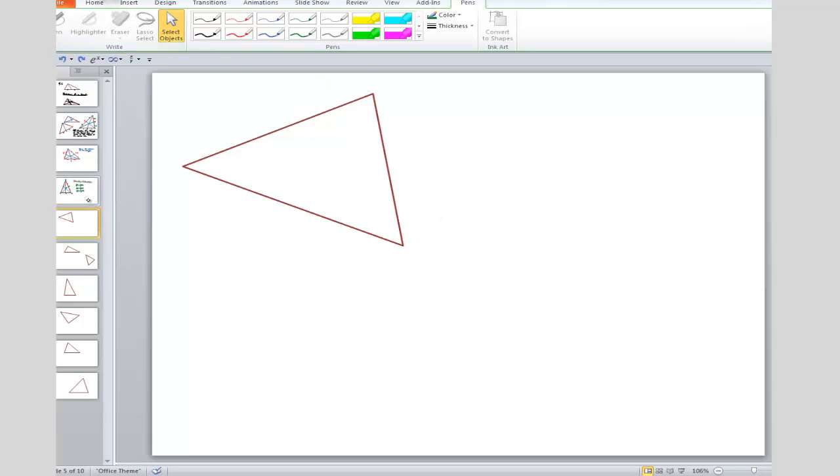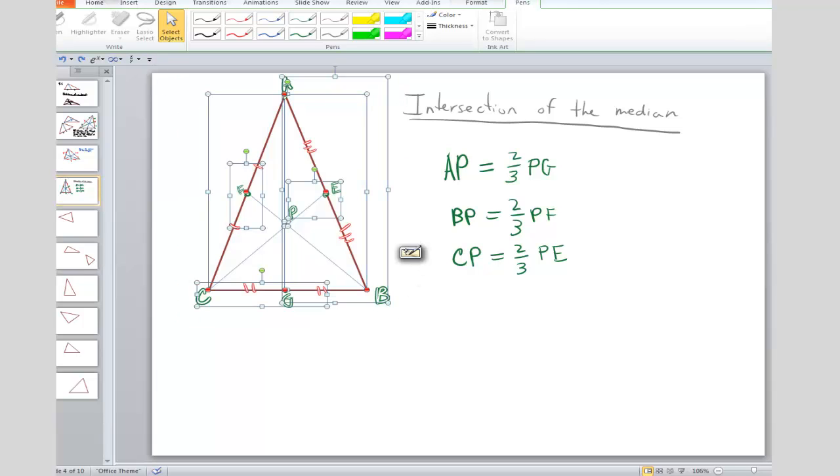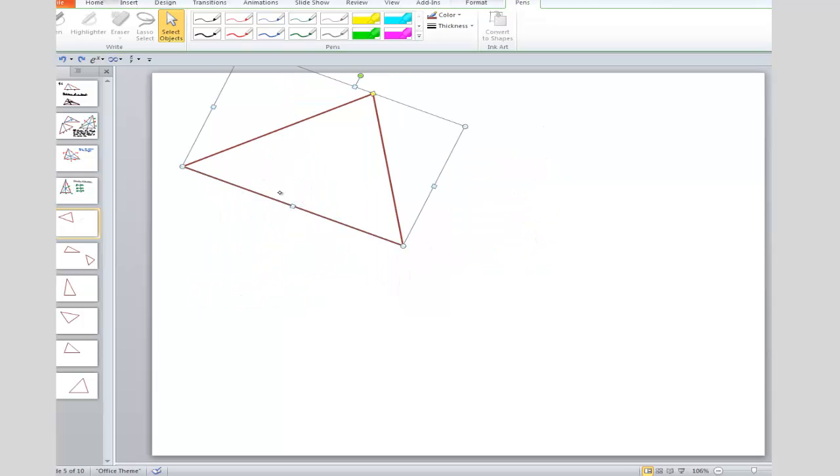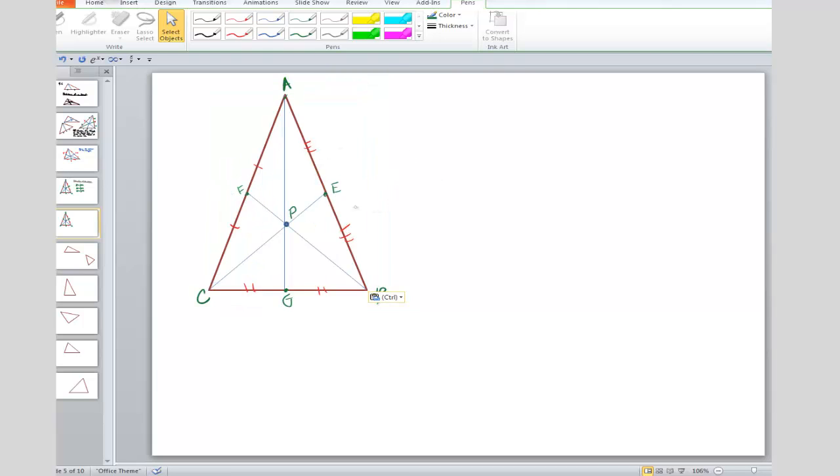All right. So let's see if I can copy all of this. Selecting tool. Alright, command copy. We're going to delete this one and paste. Oh, looky, that looks great. Alright, so we have our triangle here.